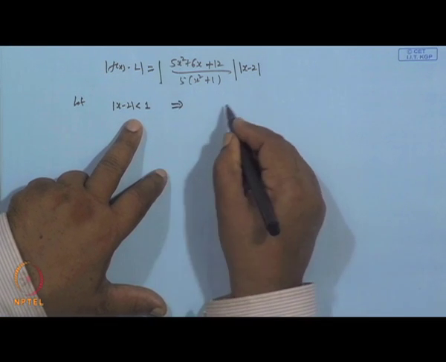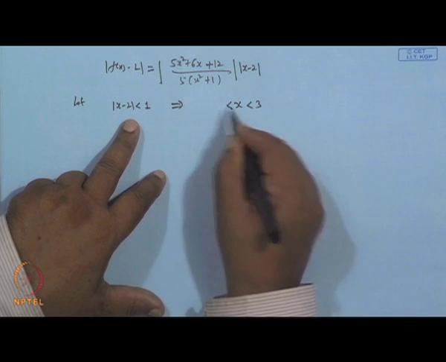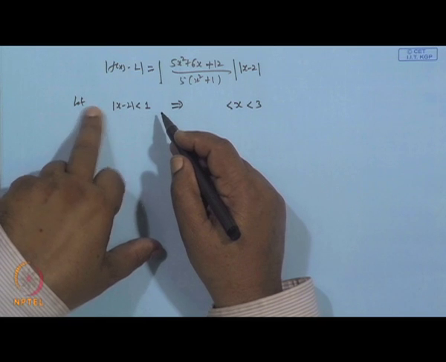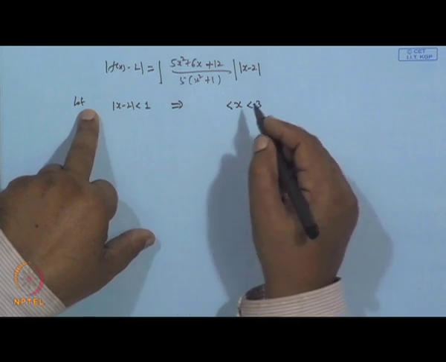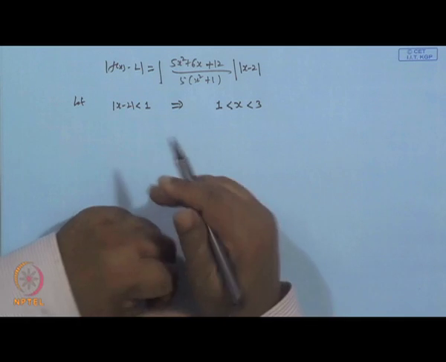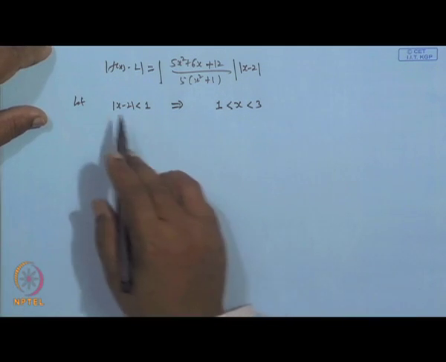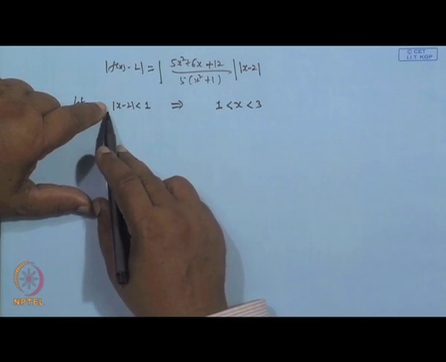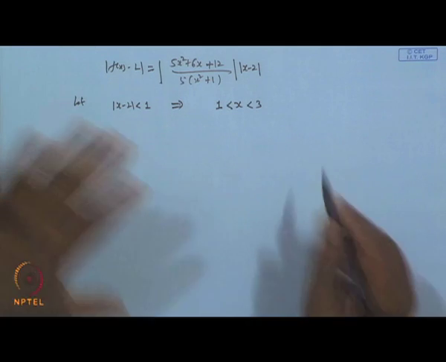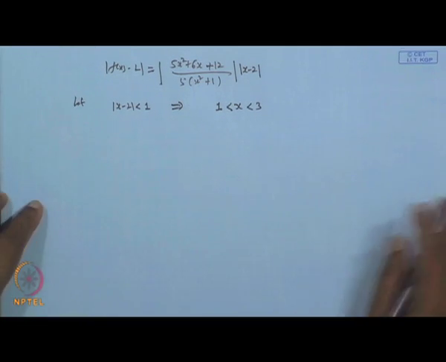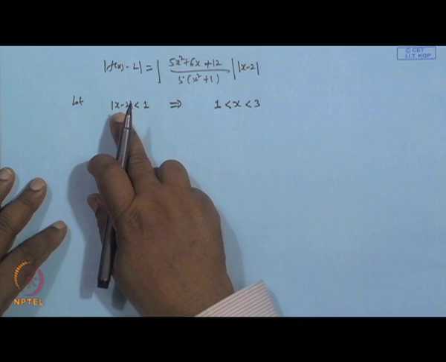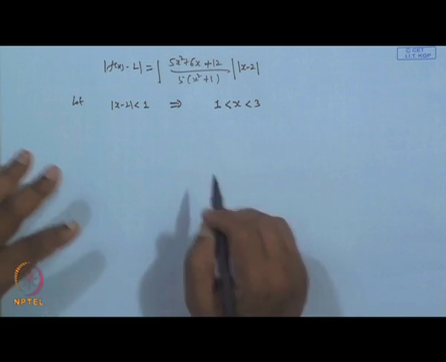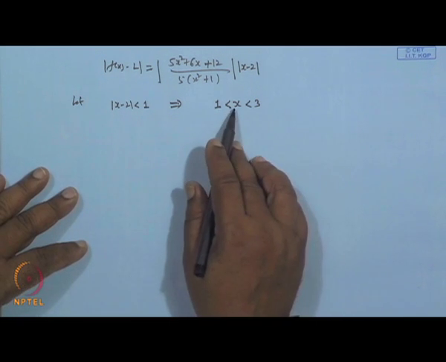So, if we restrict this, then what will x be? x will lie between 1 and 3, because mod x minus 2 is less than 1. So, x minus 2 lies between minus 1 and plus 1, and adding 2, x lies between 1 and 3. Okay. So, this is the bound for this. Is it clear? We got mod x minus 2 less than 1, so 2 plus 1 gives the upper value. It means x is lying between 1 and 3.